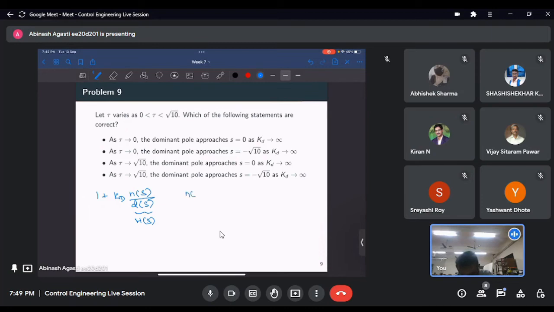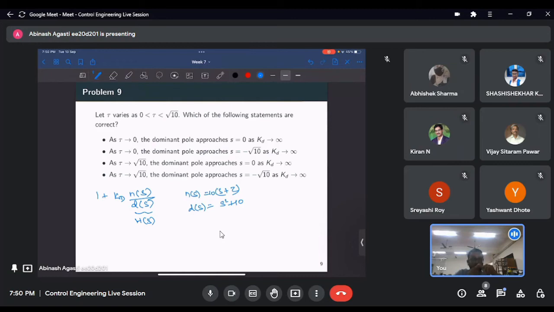So now n of s is s plus tau into 10. D of s is s square plus 10s. So here again you see there are two poles. S square plus 10 only. Sorry, I'm making the same mistake. So here you can see that s square plus 10 is a two pole system, like there are two poles in the system and there is one zero.